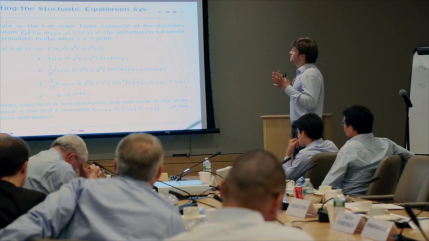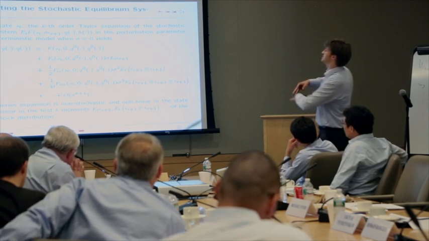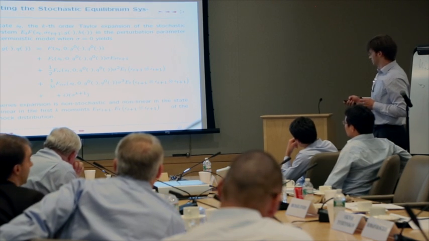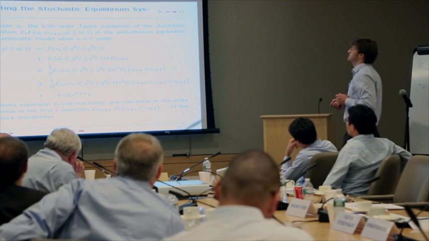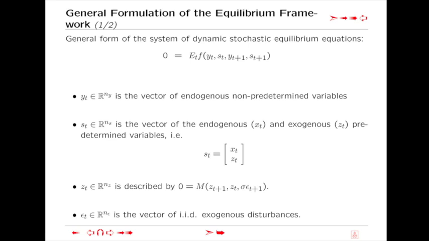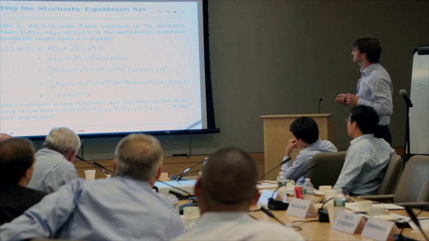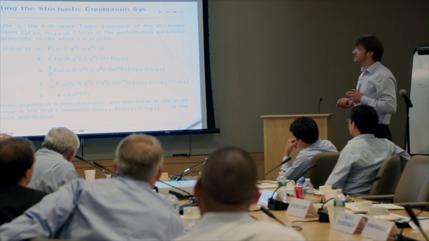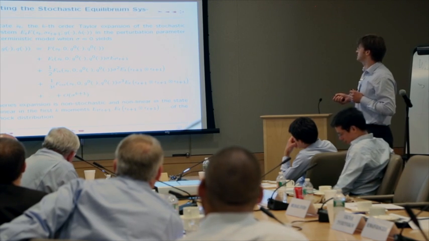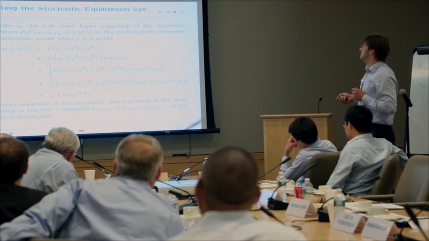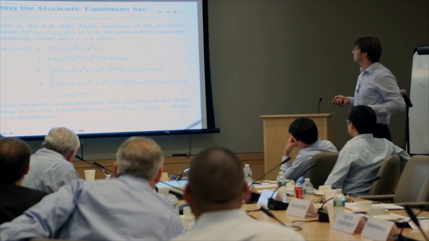So then I compute, or this just states the kth order Taylor series expansion to the stochastic equilibrium system in the perturbation pyramid about the deterministic model, that is about sigma equals 0. Yeah? For any given state, this is just the Taylor series expansion in sigma. So this means that you have, when sigma is 0, the deterministic model. Because you expand about the deterministic model.